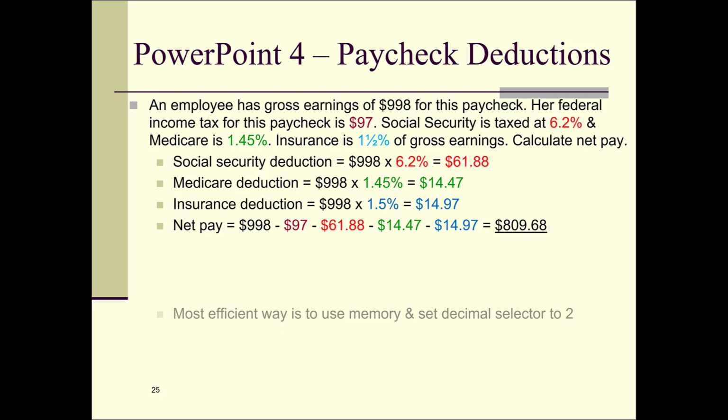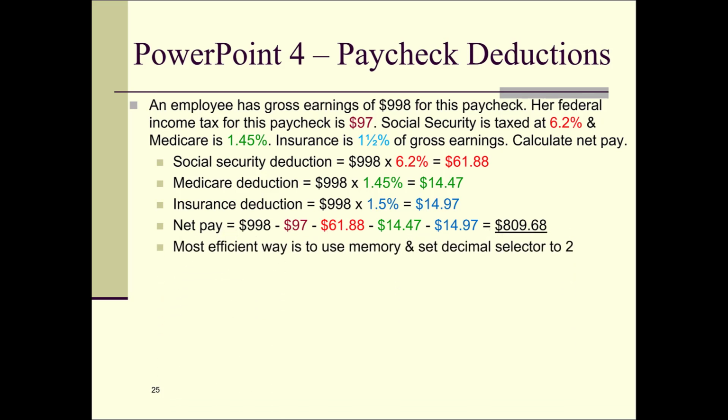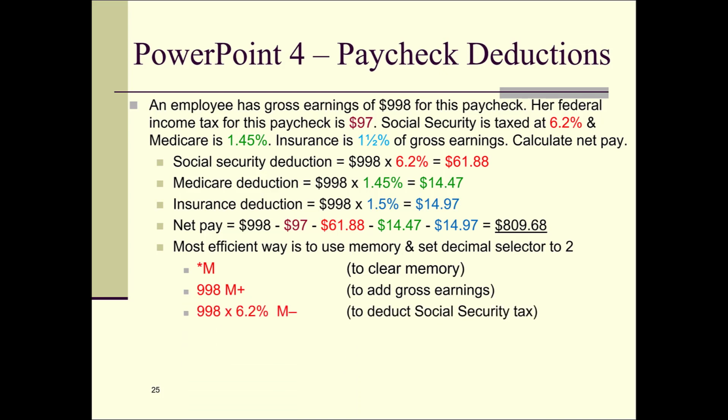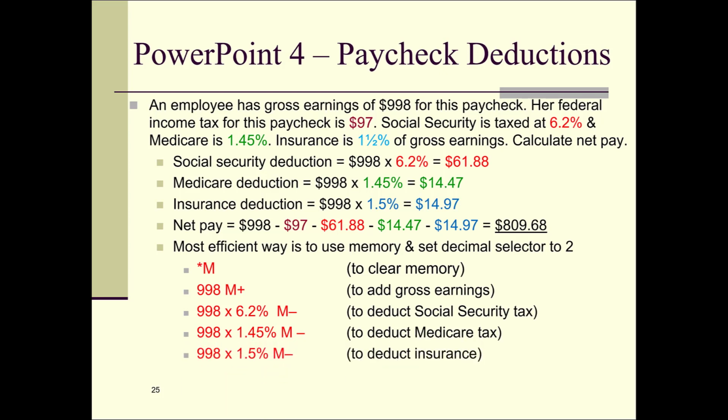But let's use our calculator and do this efficiently. Of course, we're still set to 2 for the decimal selector, so we need to clear memory, asterisk M. Let's add the gross pay to memory, $998 M plus. Let's calculate Social Security, $998 times 6.2%, and then subtract that from memory, M minus. Next, let's do Medicare, $998 times 1.45%, hit M minus. Next, let's calculate the insurance and deduct that, $998 times 1.5%, M minus.